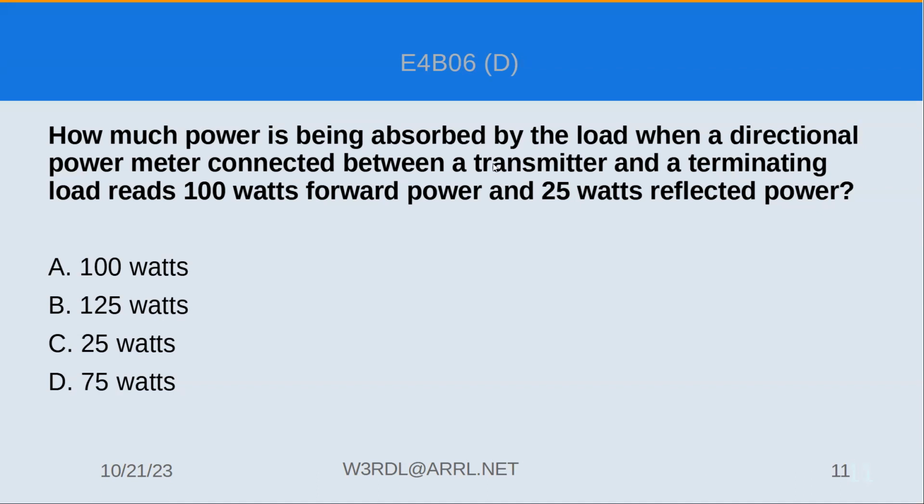So how much power is being absorbed by the load when a directional power meter connected between a transmitter and a terminating load reads 100 watts forward, 25 watts reflected? 75 watts. This is a really hard one.